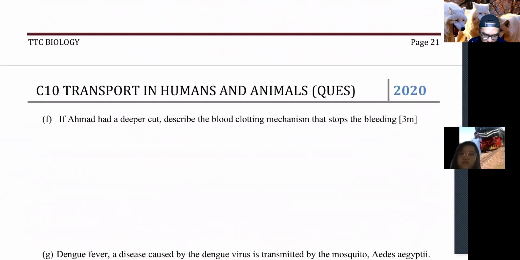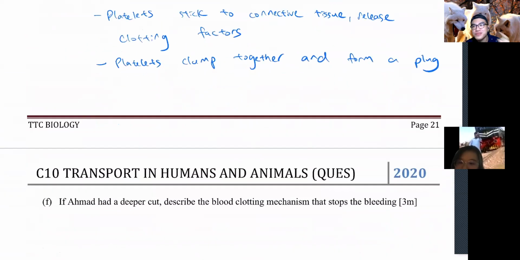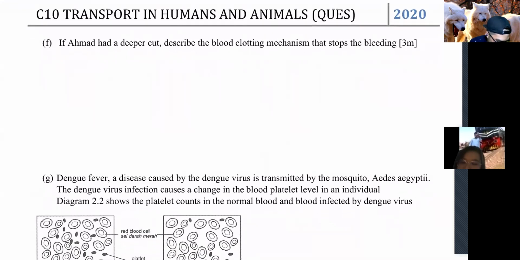Okay, so anyway, part F: if Ahmad had a deeper cut, that's a very good question. So now the blood clotting comes. Describe the blood clotting mechanism that stops the bleeding. If you wrote your blood clotting in question E just now, you see you lock yourself in a corner. So only here you write it for the blood clotting one.